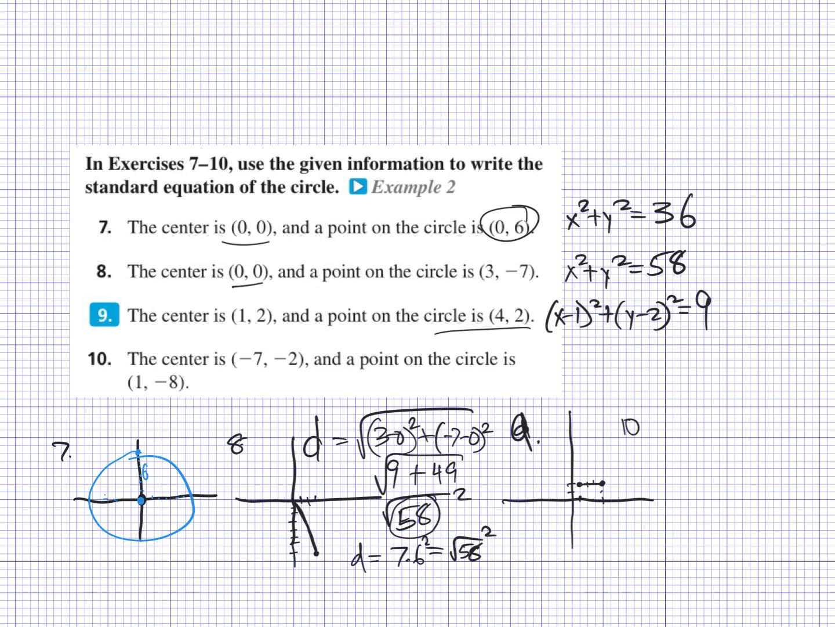Now, number 10, let's go ahead and draw this one. Number 10 is at negative 7, negative 2. 1, 2, 3, 4, 5, 6, 7, negative 2. That's our center.